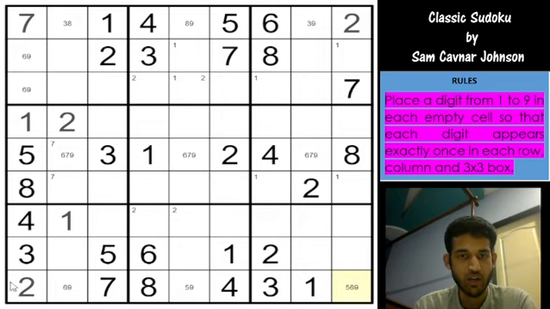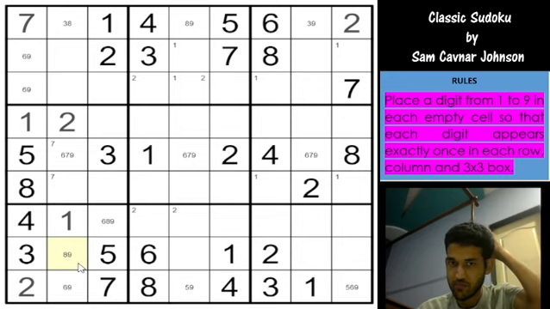Okay, let me look at this box now. 5, 7, 1, 2, 3 and 4. So these two cells must be 6, 8, 9. 6 can't be here, so this is 8 and 9.